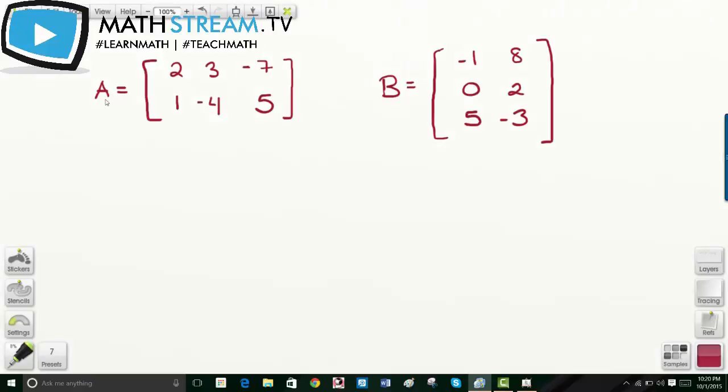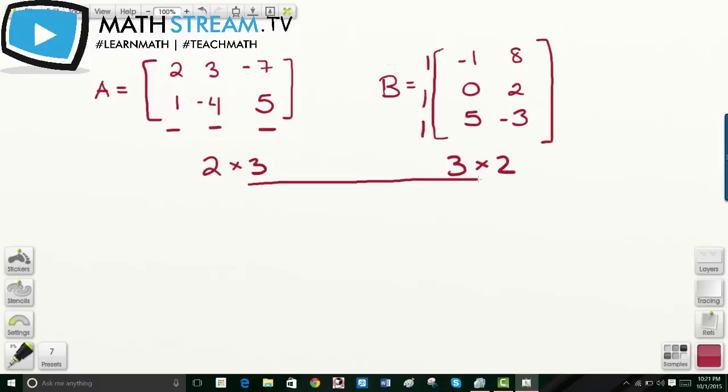So, for instance, in matrix A, the number of columns is 1, 2, 3. And the number of rows in matrix B is 1, 2, 3. So it's important that the columns and the rows match up. The easy way to remember this is, A is a 2 by 3 matrix, and B is a 3 by 2 matrix. When you put them next to each other, you want the last and the first to be the same. In this case, that's true: 3 and 3, so we're good. We can multiply A times B.